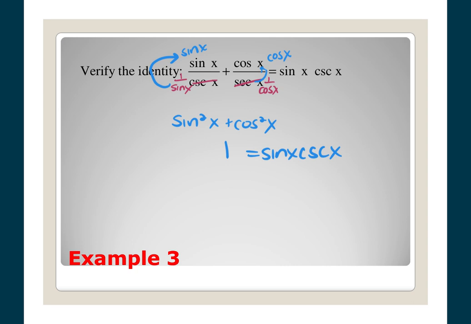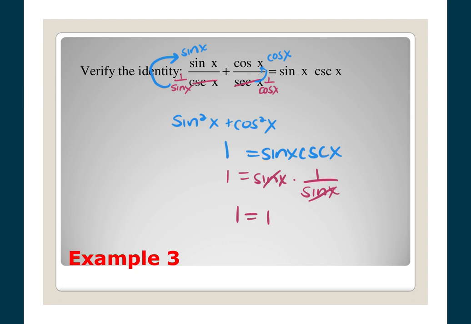Can I go anywhere with 1? It's like a dead end, right? What happens now? Look at the right. What can I do on the right? Divide the cosecant. What does cosecant become? 1 over sine x, and this equals 1.